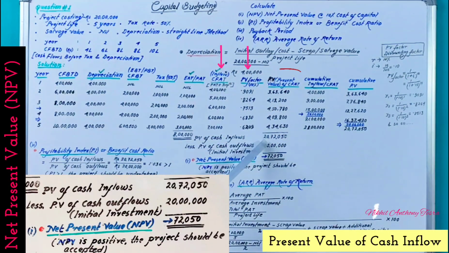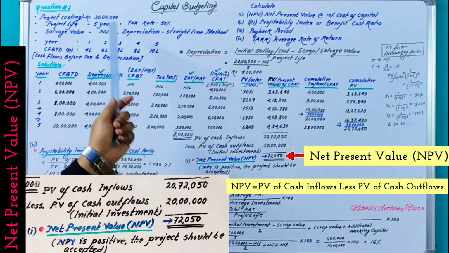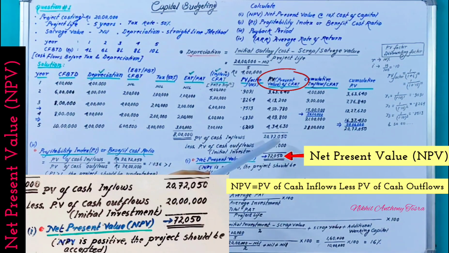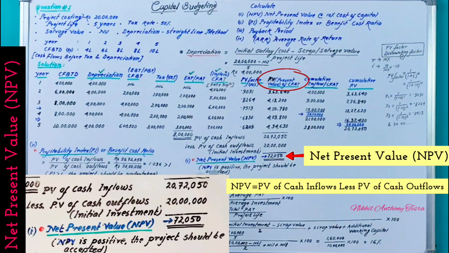It comes to 20,72,050. Okay. So we have calculated, friends, the present value of cash inflows. You simply deduct the present value of cash outflows, that is our project cost or initial investment, that is 20 lakhs. So 20,72,050 minus 20 lakhs comes to 72,050. So 72,050 is our net present value, NPV. Because net present value is positive, the project should be accepted.